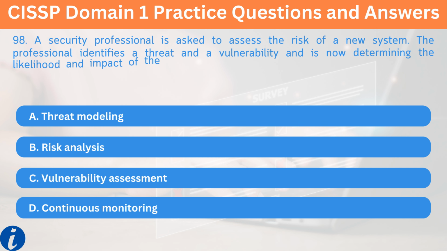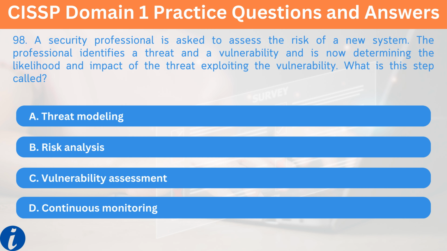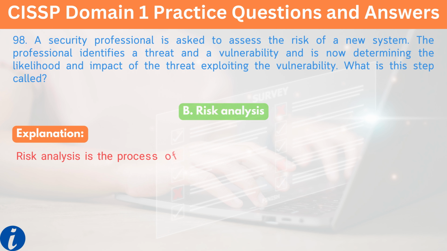98. A security professional is asked to assess the risk of a new system. The professional identifies a threat and a vulnerability and is now determining the likelihood and impact of the threat exploiting the vulnerability. What is this step called? A. Threat modeling. B. Risk analysis. C. Vulnerability assessment. D. Continuous monitoring. The correct answer is B.